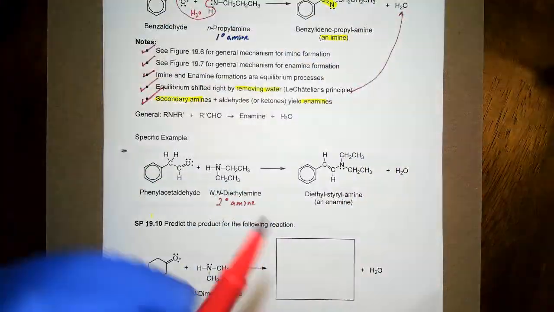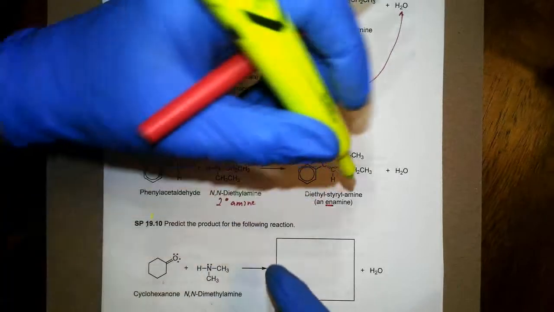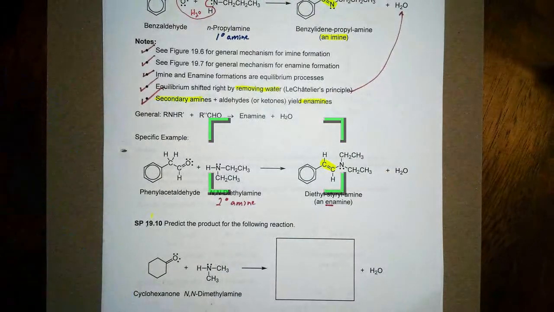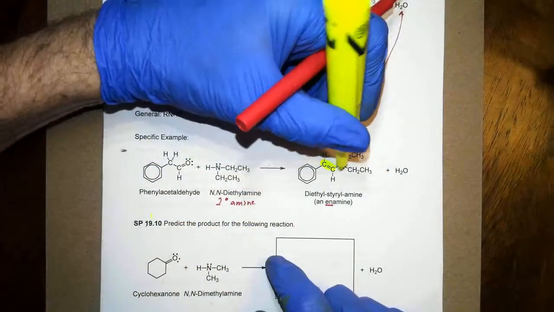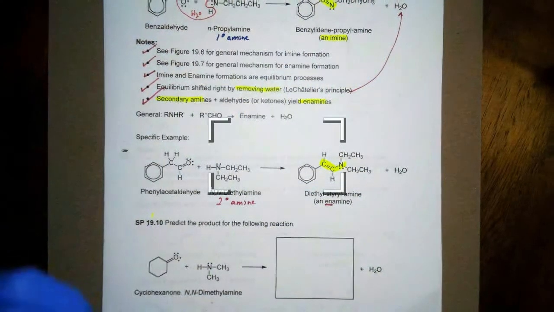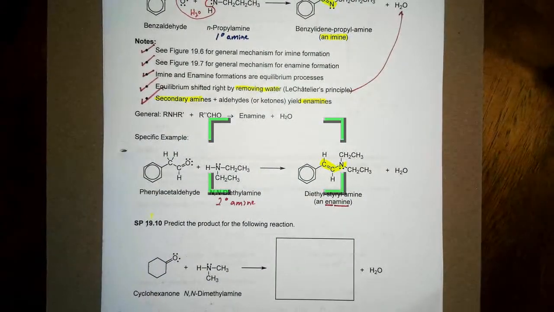The ene part of the name comes from alkene. So we have a carbon-carbon double bond. That's where that comes from. We call it an ene, like an alkene. And of course we have an sp3 nitrogen, and that's where the amine part of the name comes in. So henceforth this is called an enamine.